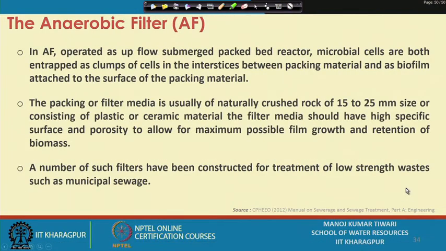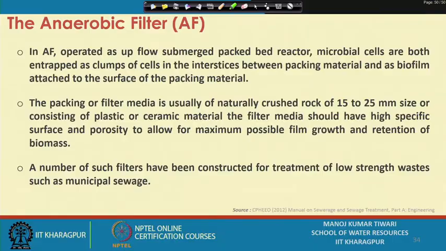Then the other treatment system is anaerobic filters. Anaerobic filters are operated as upflow submerged packed bed reactor kind of systems. There are microbial cells.